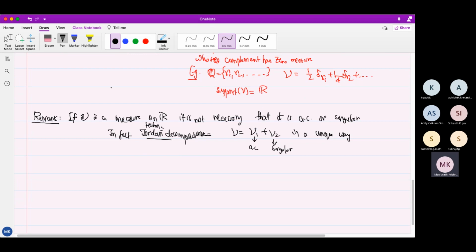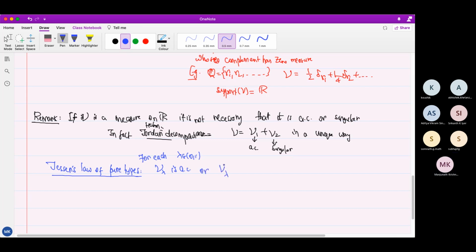But what happens in our special case, however, is called Jessen's law of pure types. It's more general than what we are saying here. I didn't say what the more general setting is, but for each lambda in (0,1), nu lambda is absolutely continuous or nu lambda is singular.